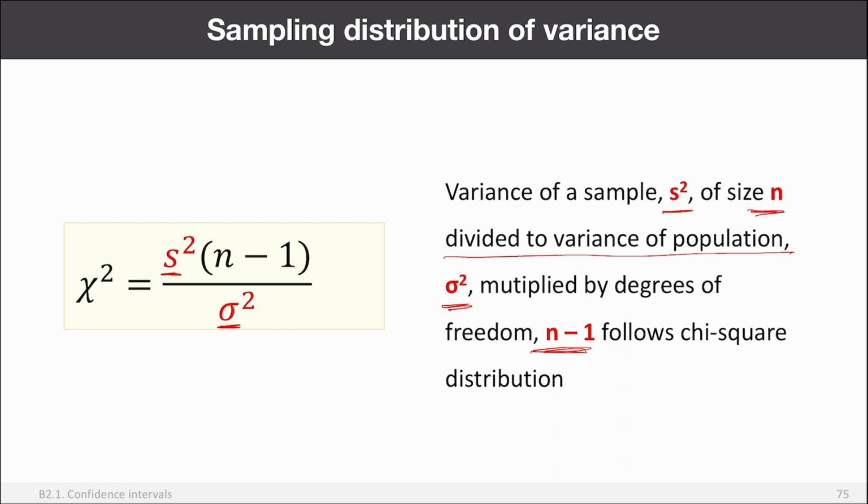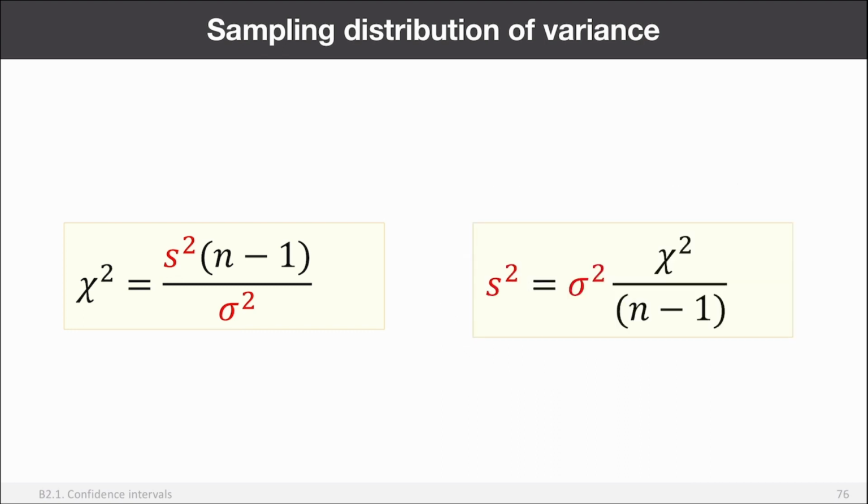So variance of your sample of size n divided by the variance of population multiplied by degrees of freedom follows chi-square distribution. So it means that you can do absolutely the same things like you did for average, in this case, for example, computing the confidence intervals. I can rewrite it like this. So the variance of your sample depends on the variance of your population divided by n minus 1 and a random number. So remember, this is fixed, but this is the randomness.